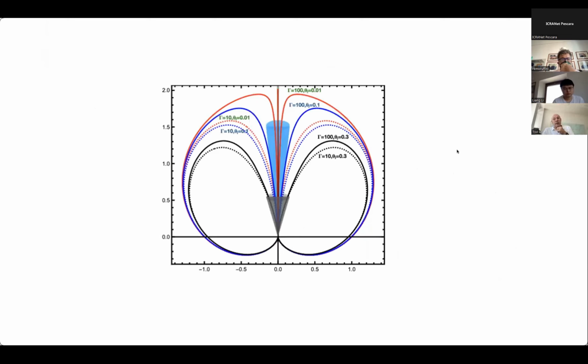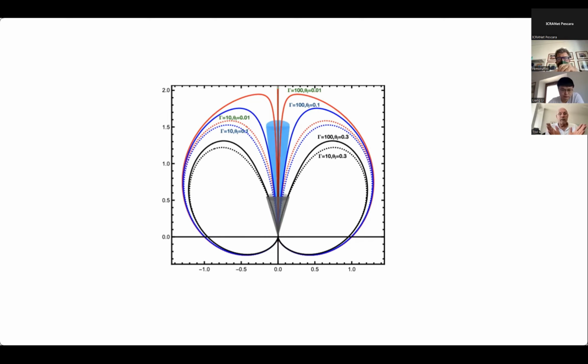This is the kind of signature that you get from a single jet. If you have many jets, for example two jets, it will be a superposition of this. And these are jets with different Lorentz factors, gamma equal 10, 100, and different opening angles. And we have here a phenomenon which I call anti-beaming. The jet is in this direction, but there is no gravitational wave directly of this kind in the direction of the jet.